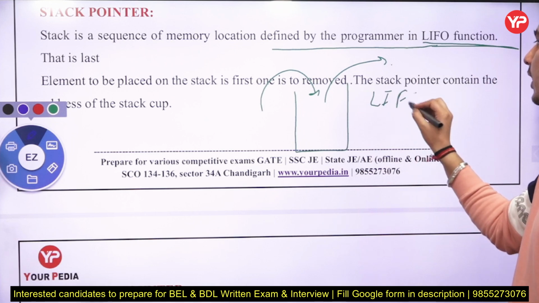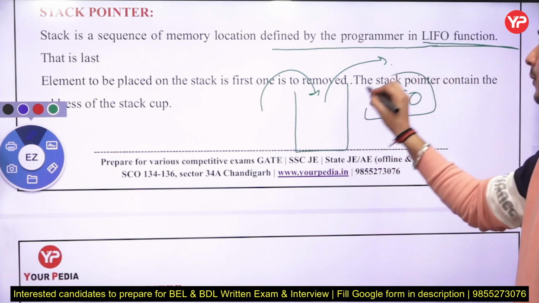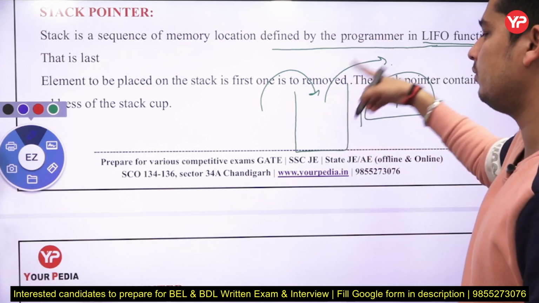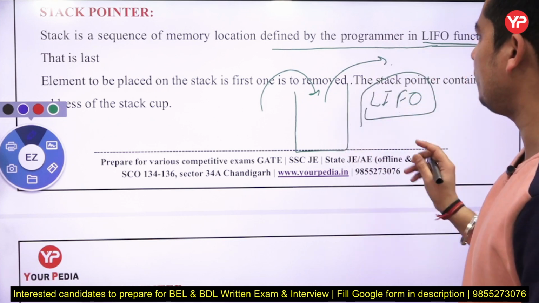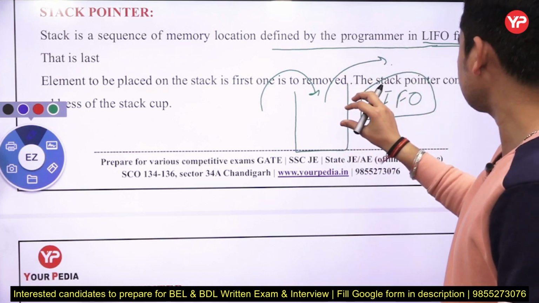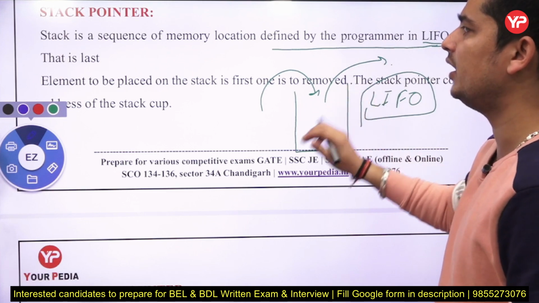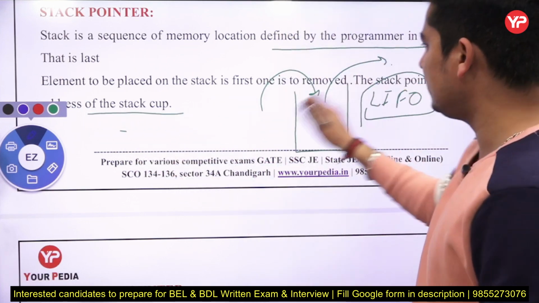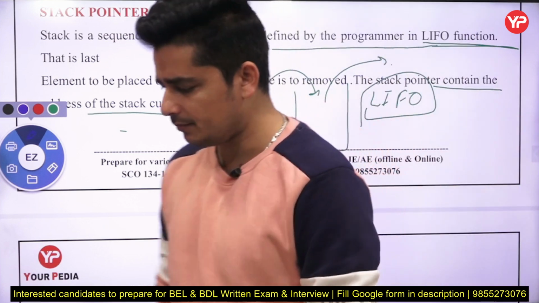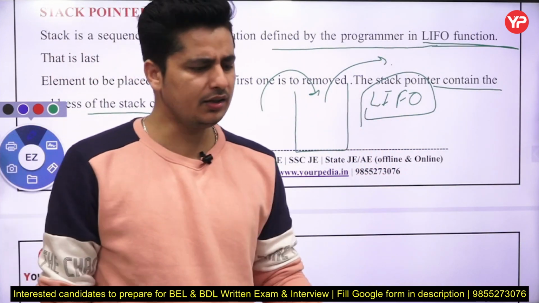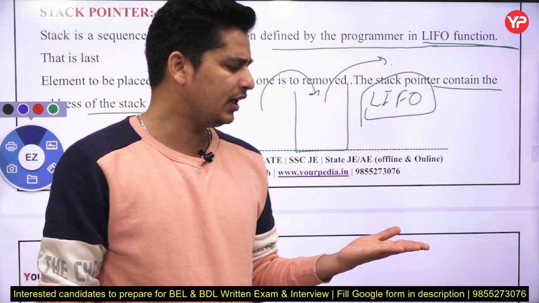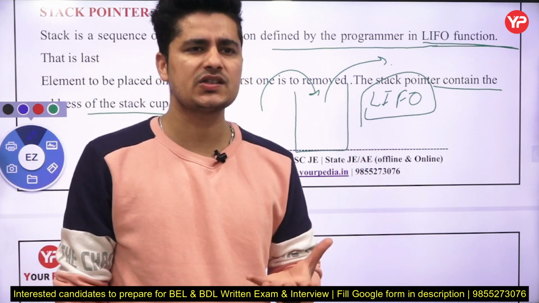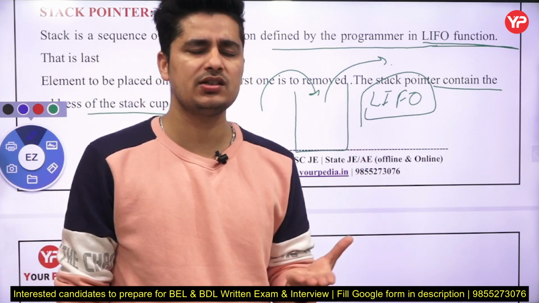LIFO means last in, first out, right? So the information that comes in last will come out first. The stack pointer just contains the address of the stack top. I already discussed this thing. Basically, what is happening, in detail, you will understand with examples when we discuss the jump and branching instructions.